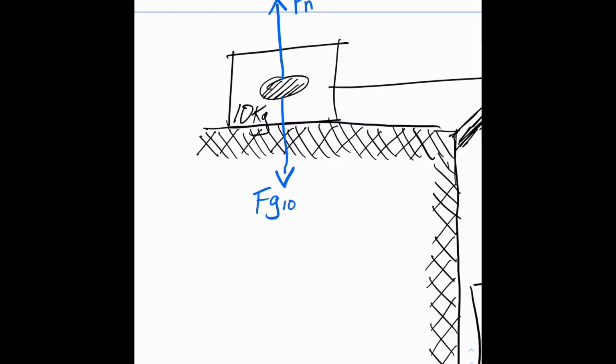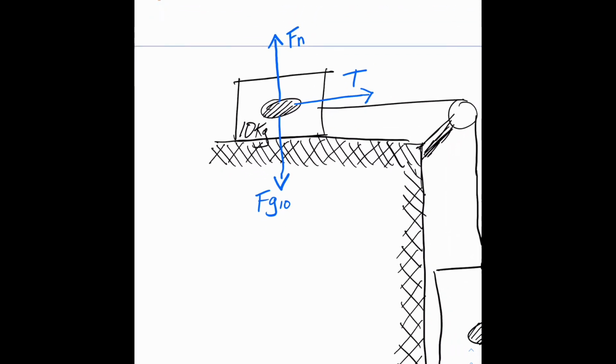And then finally, there's going to be a tension force to the right because the block is going to be pulled by this string. Remember, ropes don't push. They just pull objects. So, all right. So I think that's good. I think that's all we have there.